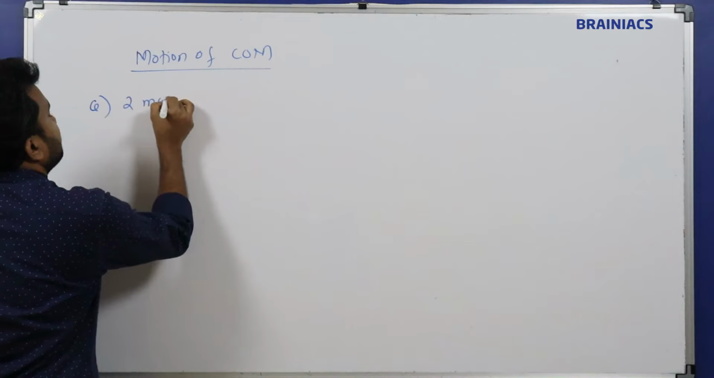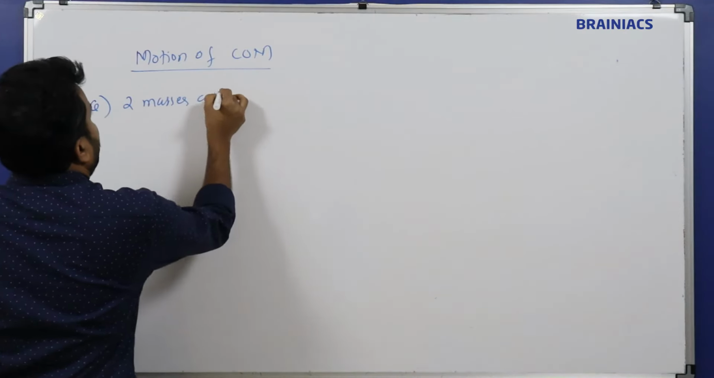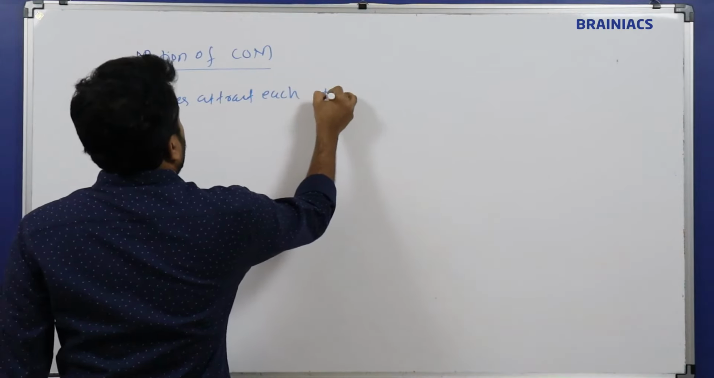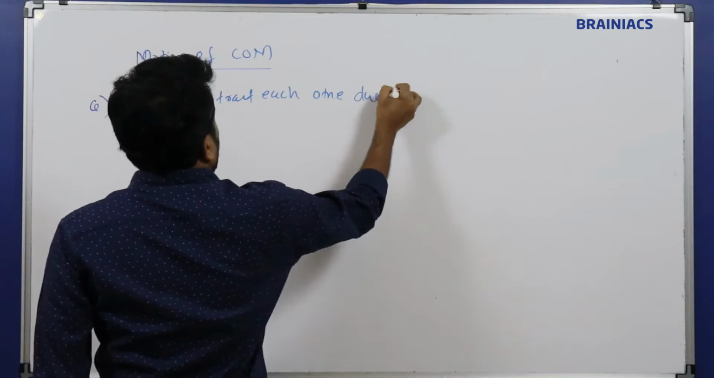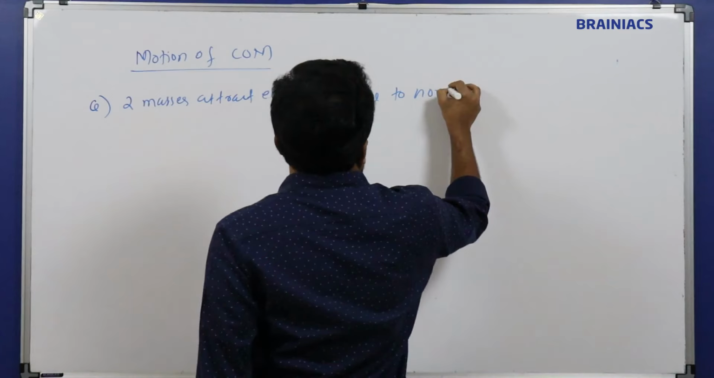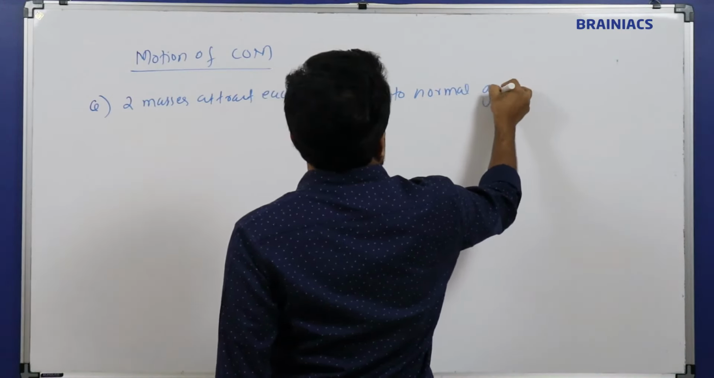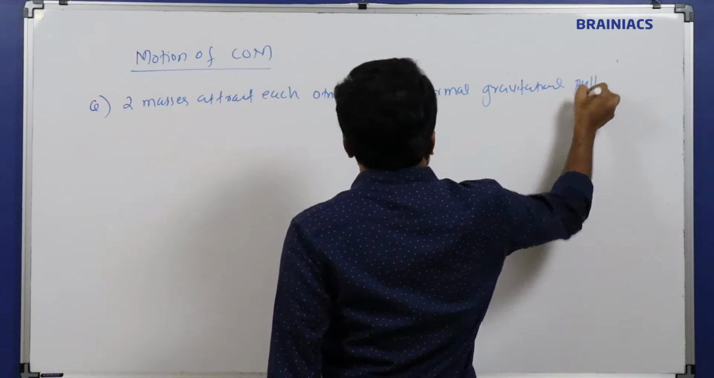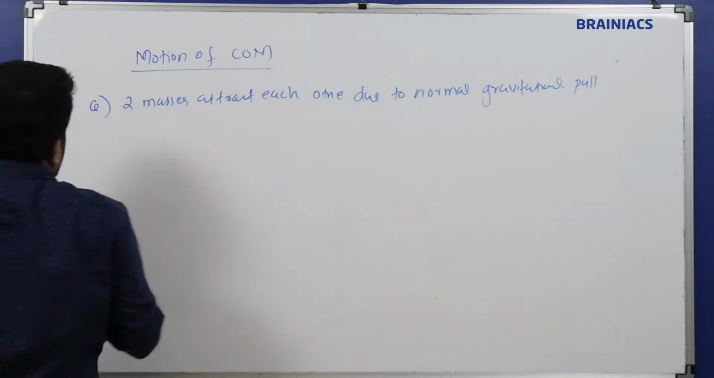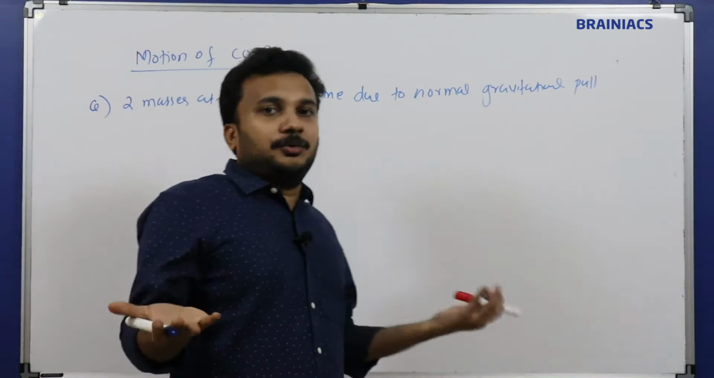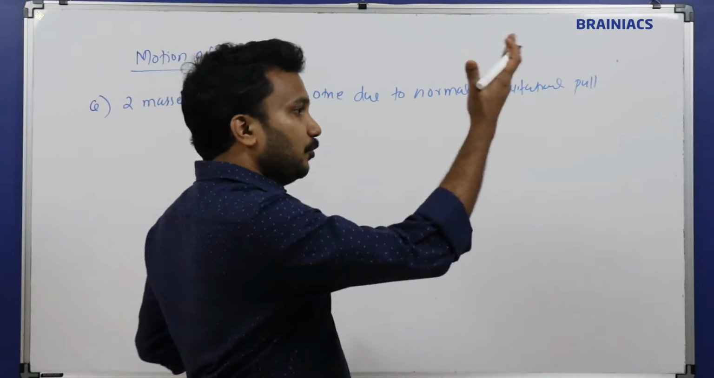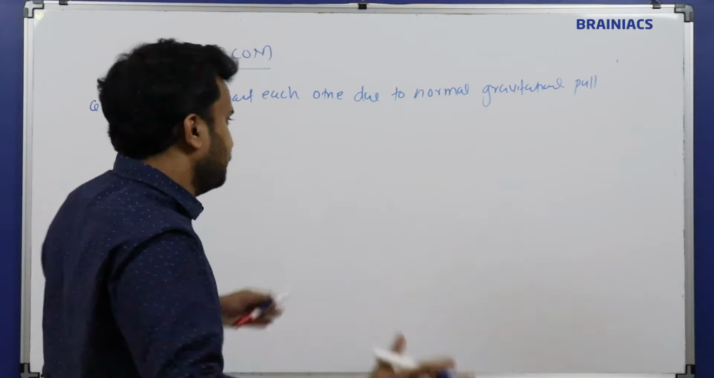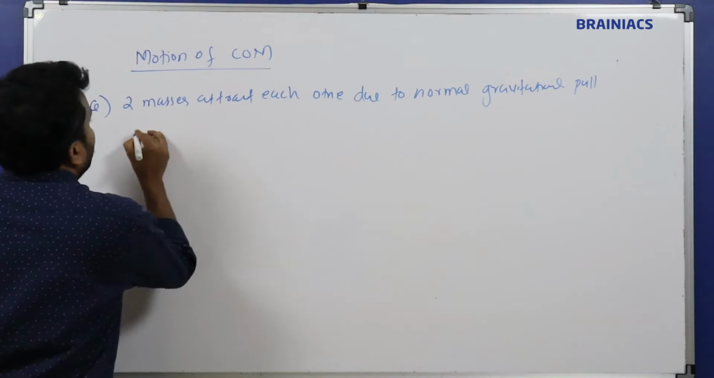Two masses attract each other due to normal gravitational pull. Due to normal gravitational pull. Okay, normal natural pull. You are not applying any external force. You are not moving one ball. You are not moving another body. Nothing. It's just moving. Okay.